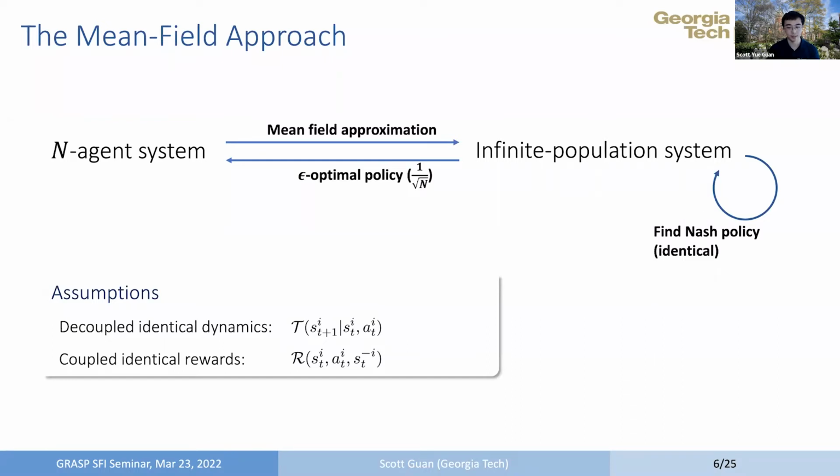For the simplicity of this presentation, we will assume decoupled identical dynamics. This is, an agent's transition depends only on its own state and its own action. It's not really influenced by other agents. We also assume a coupled identical reward for the agent. So the reward depends on other agents' states plus this agent's state and this agent's action. The mean field approach is more general than this, but just to keep the notation and the math simple, we enforce these assumptions.